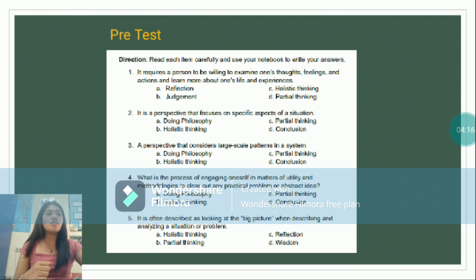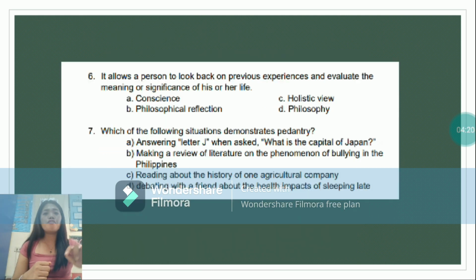Okay. And now let's proceed to number six. For number 6, it allows a person to look back on previous experiences and evaluate the meaning or significance of his or her life. Is it letter A, conscience? B, philosophical reflection? C, holistic view? D, philosophy?